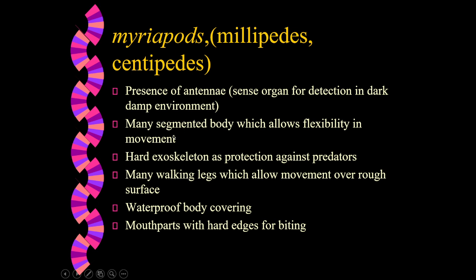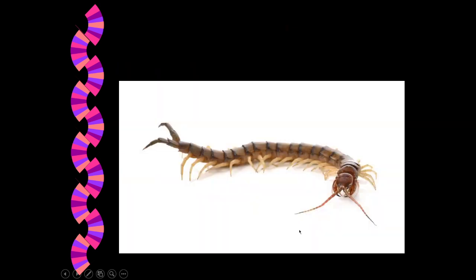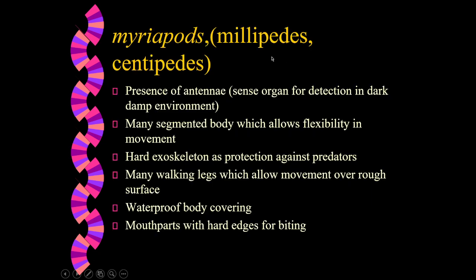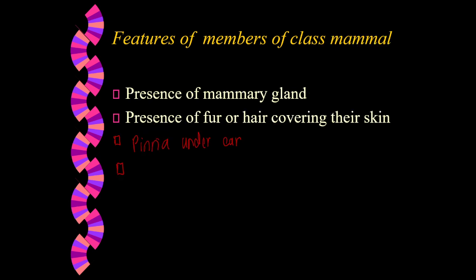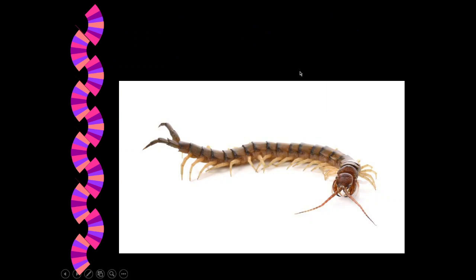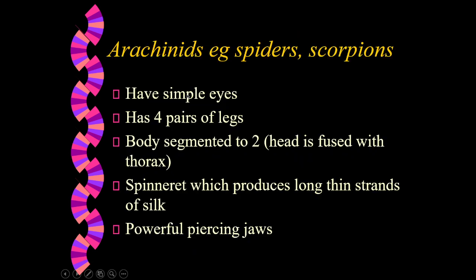Myriapods also have antennae, a segmented body, a hard exoskeleton, many walking legs which allow movement over rough surfaces, a waterproof body covering, and mouth parts with hard edges for biting. So this is what a myriapod looks like. This has multiple legs, and centipedes and millipedes are examples. You can see that they also have an antenna as mentioned over here.